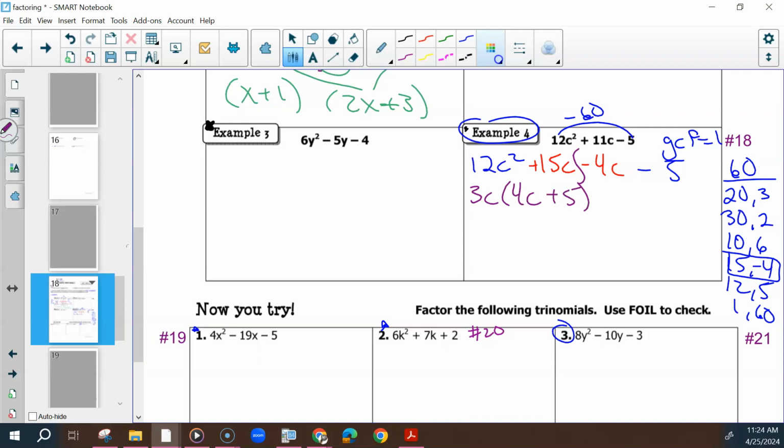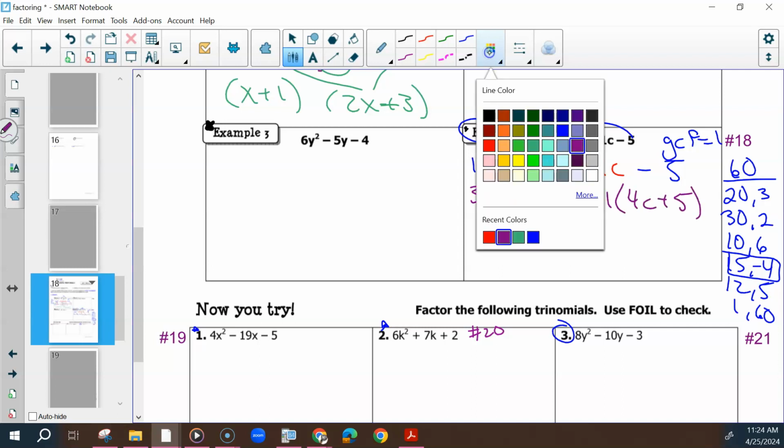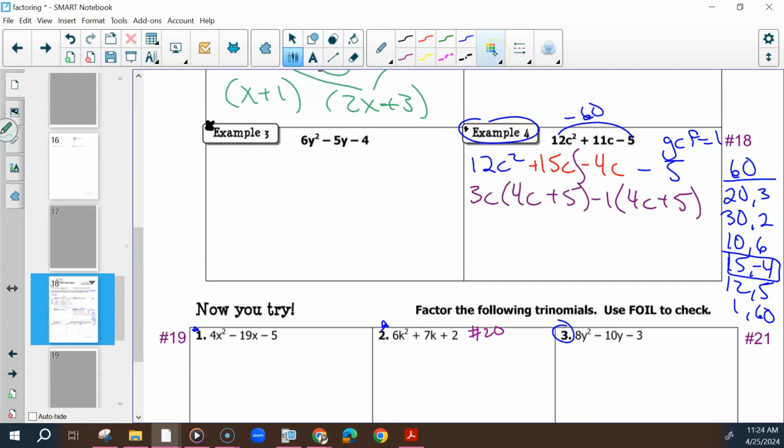What about the last two? Negative c. Not negative c, they both don't have a c, but negative 1. Which would change this to 4c plus 5. If you can't factor out anything else, always factor out a 1, but in this case it would be a negative.